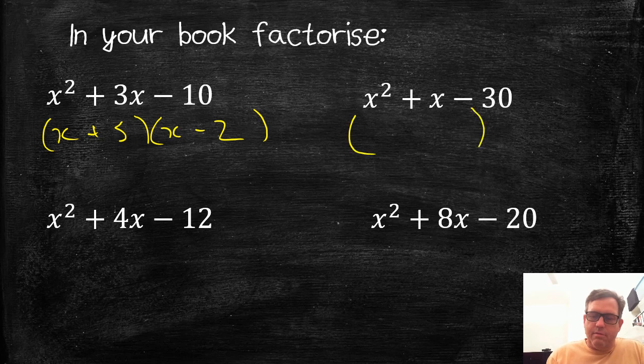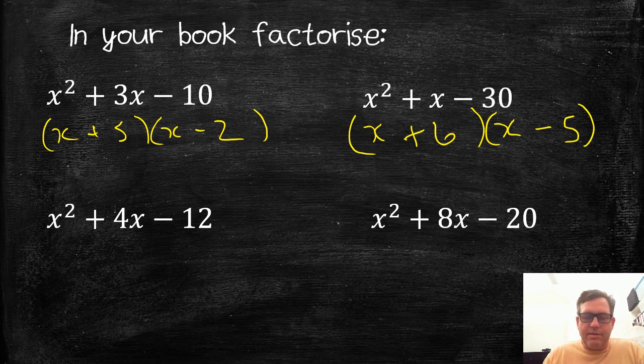Next one, I'm going to have my brackets. It's going to be x times x is x squared. What things multiply to negative 30 and add to 1? This is why we did that factoring crosses worksheet, to work on these skills. Multiply to minus 30, it's going to be plus 6 and minus 5. Again, the order doesn't matter.